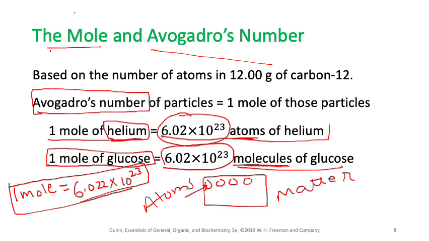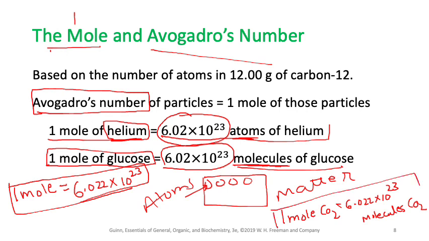For example, if I have 1 mole of carbon dioxide gas, how many molecules of carbon dioxide do we have in that particular gas? I can say I have 6.022 × 10^23 molecules of carbon dioxide. Right, so this is the definition that we need to understand.